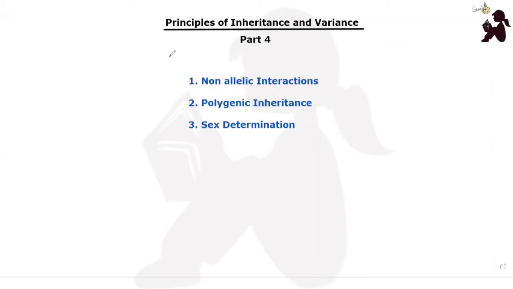Hello students, in today's lecture of Principles of Inheritance and Variations, we will discuss three topics. Number one is the non-allelic interactions, then the polygenic inheritance, and lastly the sex determination in the honeybee, then in humans and in birds.